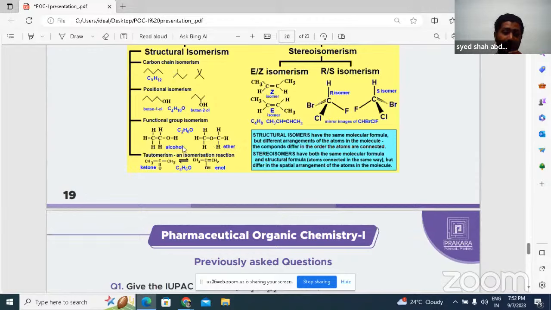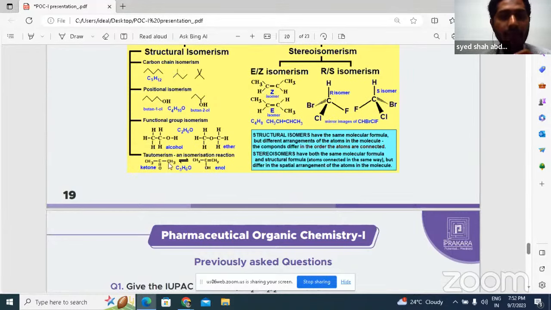Here in ether, the oxygen is between the two carbons, whereas in alcohol it is at the end. So it becomes a totally different functional group. The physical properties, appearance, odor, everything will be different for these. But if you see the number of carbons, hydrogens and oxygens, that will be the same.